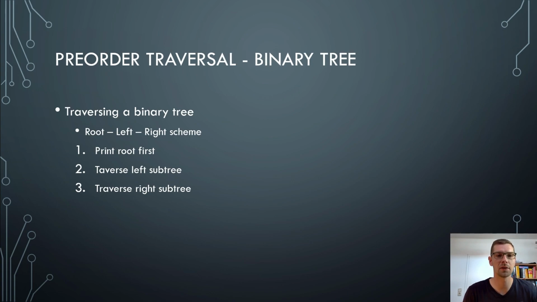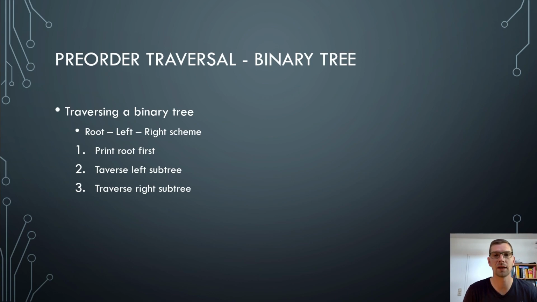Alright, the Preorder Traversal of a binary tree works in that way that we want to print the root first, then we want to go through the left subtree, and then we want to go through the right subtree.